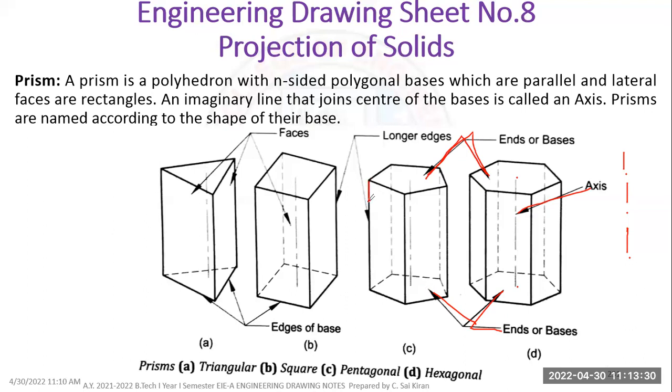These are called longer edges. Because this is the maximum height, these are called longer edges. These ends are called longer edges. And these are the faces we call. This is a rectangular face. For the prism you have a rectangular face. For the pyramids you have a triangular face.